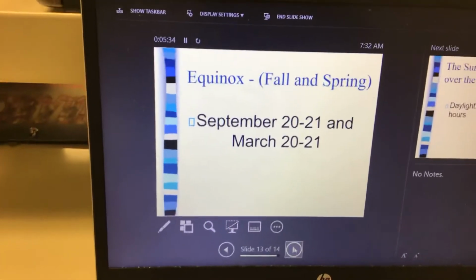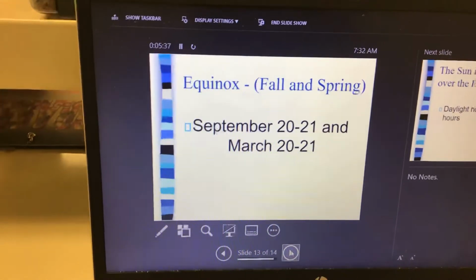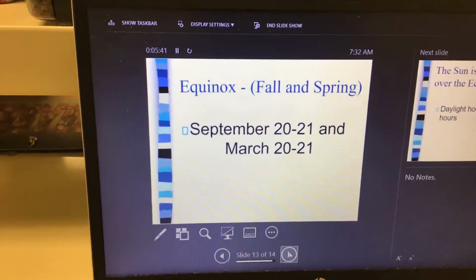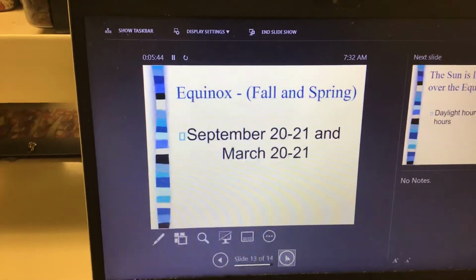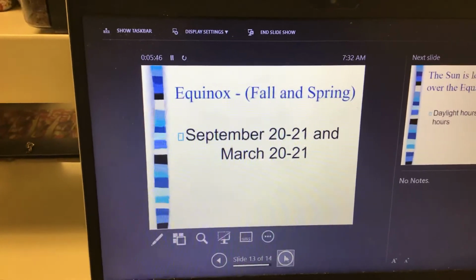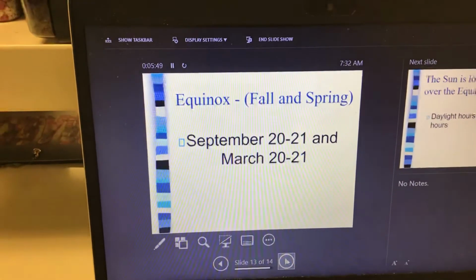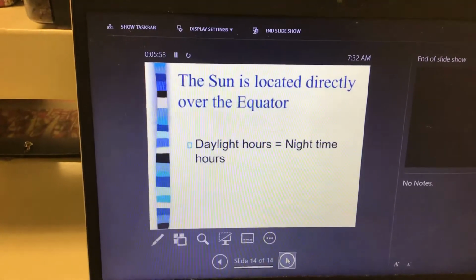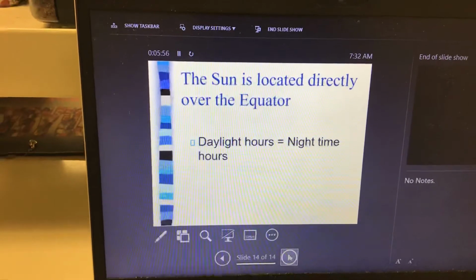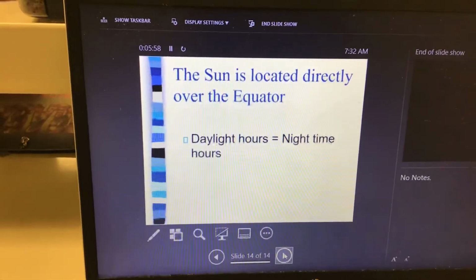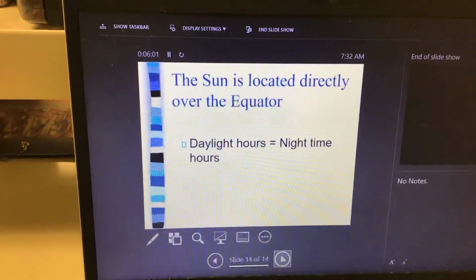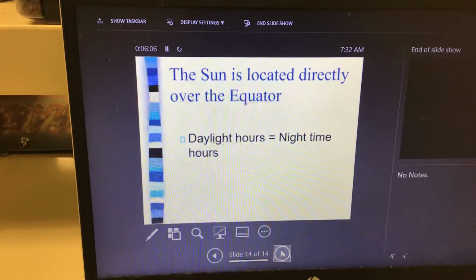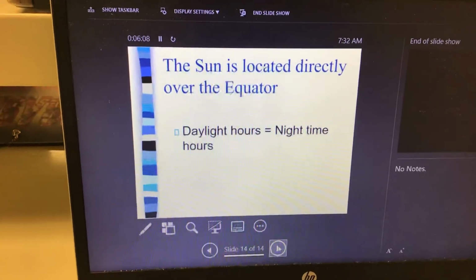And then equinox, fall and spring. Go ahead and write that down. First day of fall, the first day of spring, September and March 20th. We're getting close to the spring equinox. Go ahead and write this down. The sun is located directly over the equator. Basically, the earth is about straight up and down, and we have the same number of daytime as nighttime, 12 hours. And that'll be it.